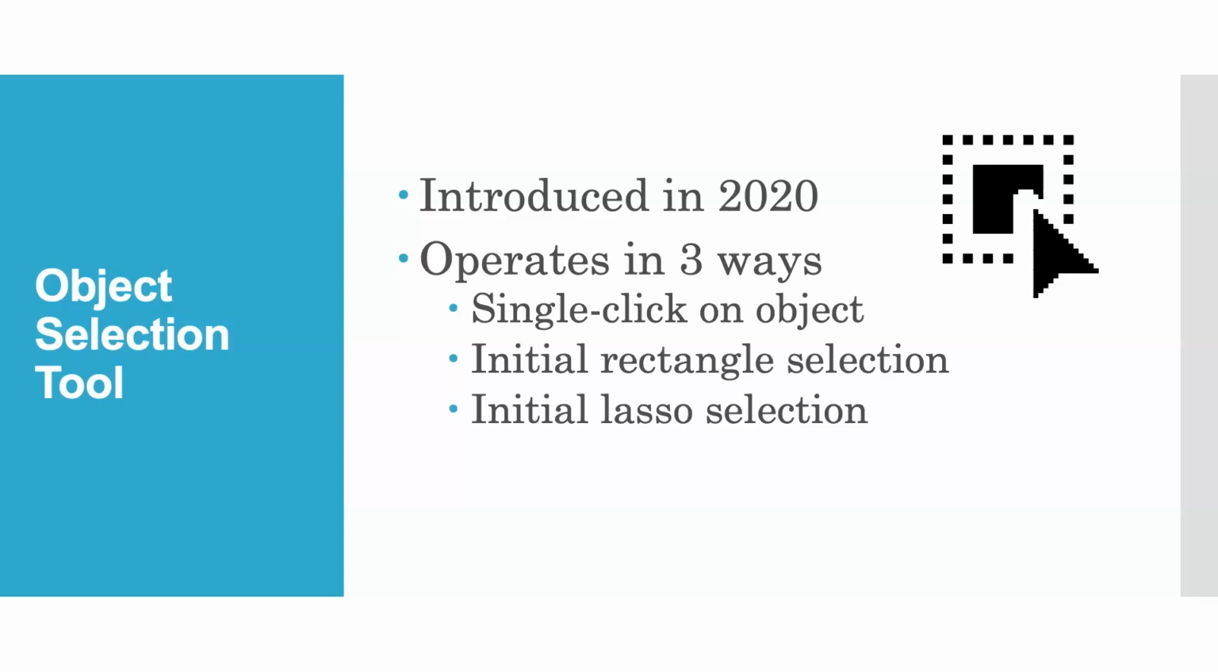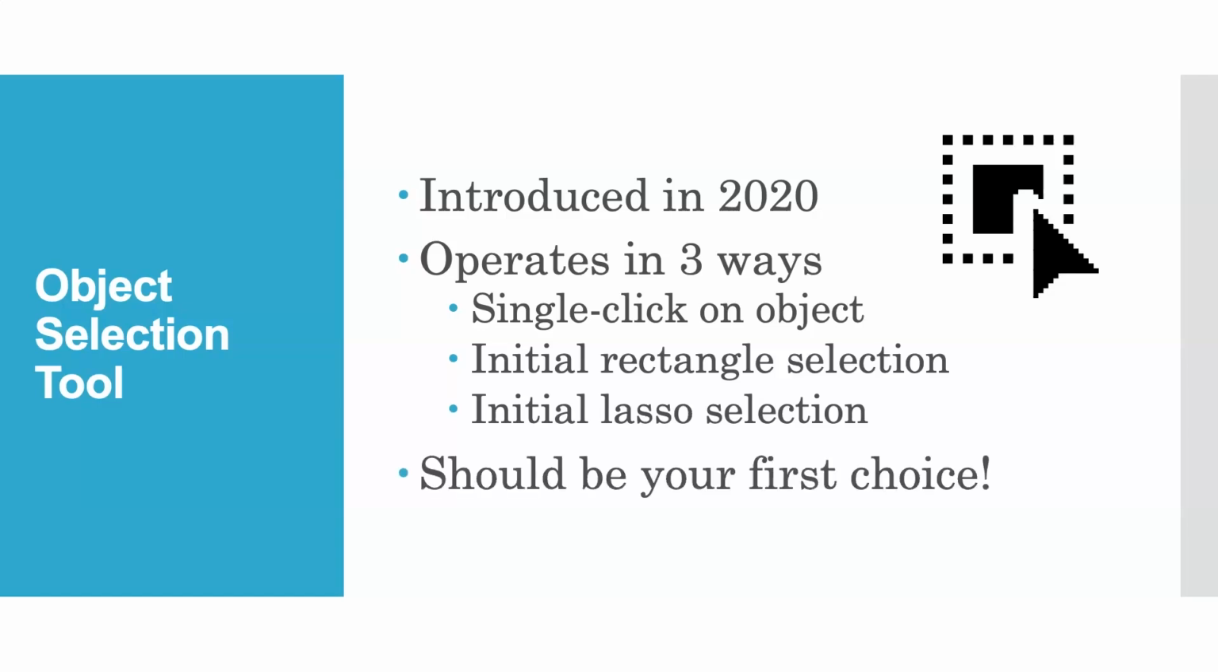You can single click on an object in your image, and it'll try to figure out the selection for that. You can draw an initial rectangle selection, and that'll limit it to that area. Sometimes you have to do that. Or you can get more precise by drawing a lasso selection around it. And I'll show you how all of those work. Honestly, this tool should be your first choice. So let's go into Photoshop.